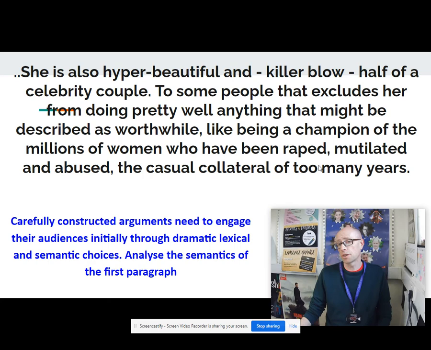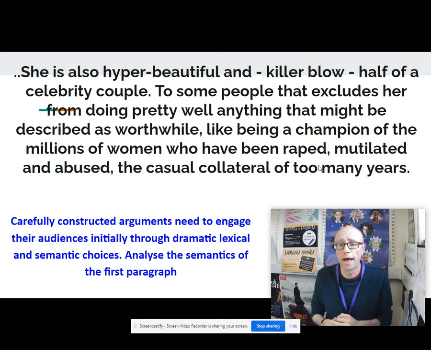It then goes on to say she is also hyper beautiful and, killer blow, half of a celebrity couple. To some people, that excludes her from doing pretty well anything that might be described as worthwhile, like being a champion of the millions of women who've been raped, mutilated, and abused, the casual collateral of too many years.